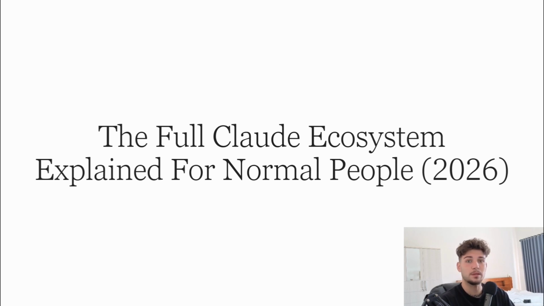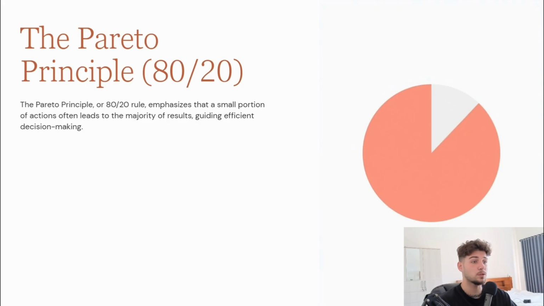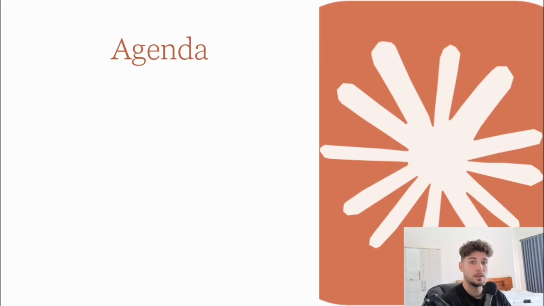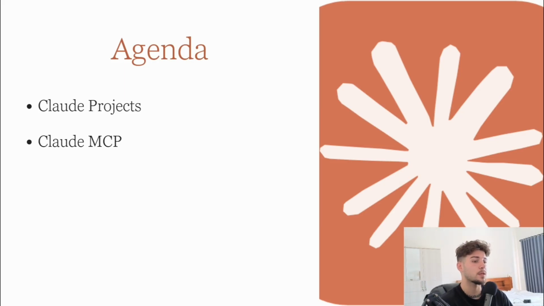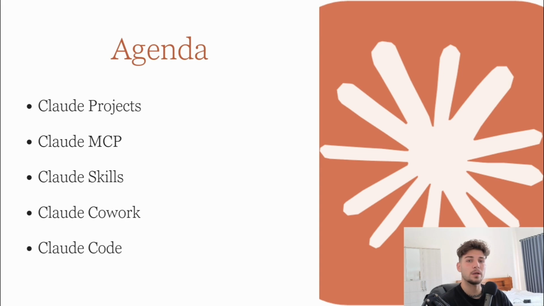Today, I'm explaining the full Claude ecosystem in a way that is 100% understandable for a person with zero tech knowledge. We're gonna be following the 80-20 rule, which basically means I've encapsulated the 20% that you actually need to produce the 80% of the real-world results. I'm not gonna be overwhelming you with useless features or technical details. Instead, I'm going to give you a clear roadmap of when to use Claude Projects, MCP skills, Cowork and Claude Code. Let's jump into level 1.